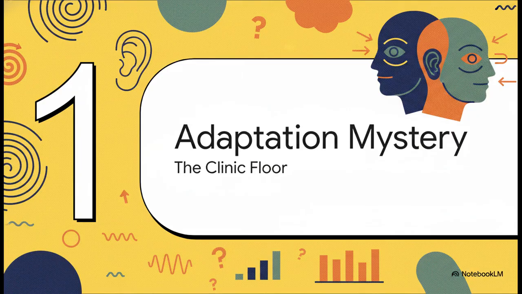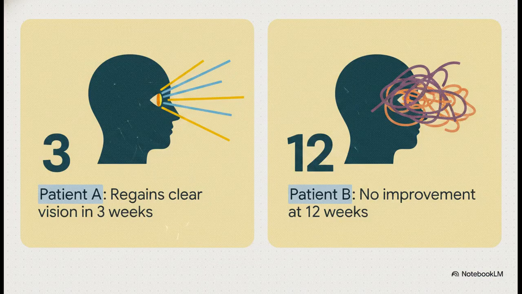Section 1. The VOR adaptation mystery. Okay, so we've all been there on the clinic floor, right? You prescribe what looks like a perfectly standardized list of gaze stabilization exercises, but the results you get back are just wildly inconsistent. Take patient A and patient B. Both present with acute unilateral vestibular hypofunction. You hand them the exact same generic head shake exercise sheet.